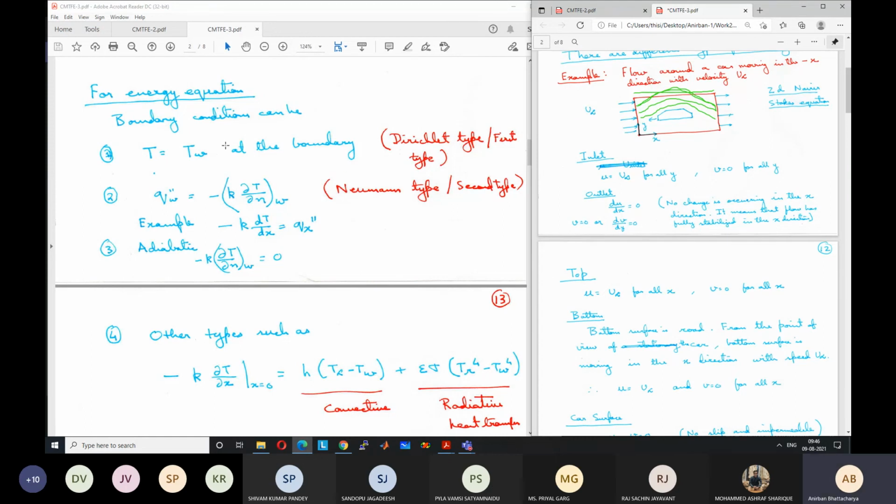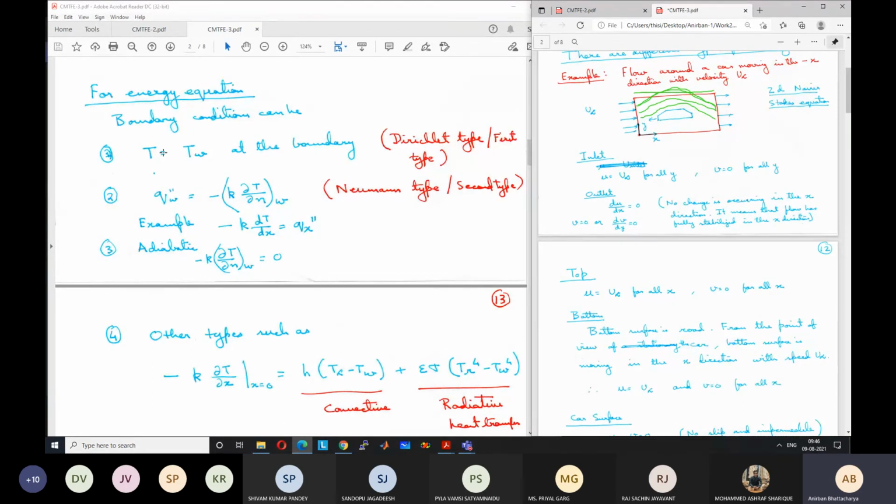One condition which is very common is that at the wall, the temperature itself is given. For example, we are considering the heating of a plate from one side, and all the other 3 sides are at a constant temperature of 30 degrees centigrade, and one side is put at 100 degrees centigrade.